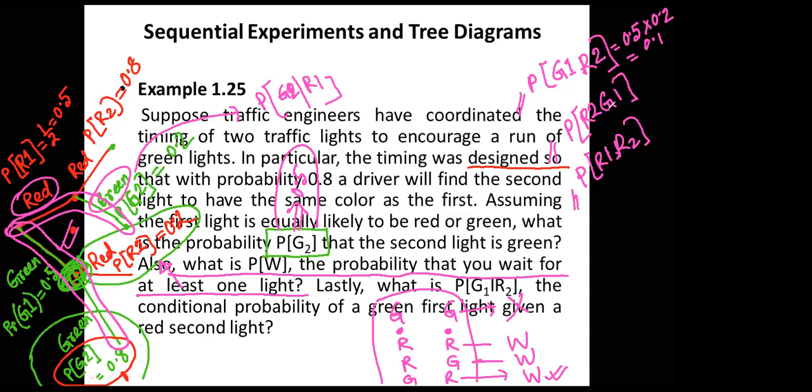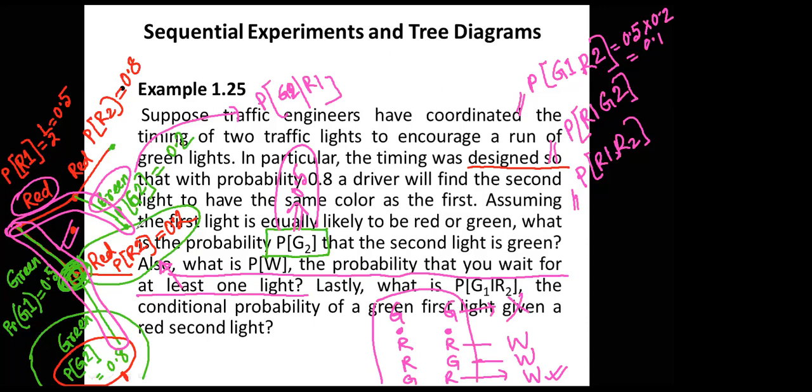G1 into R2. G1 R2. No, this is the same. Shouldn't it be R1, G2? It should be R1 G2, right? It should be R1 and G2. So it should be R1 and then G2. Okay, if it is R1 and G2, what is that?